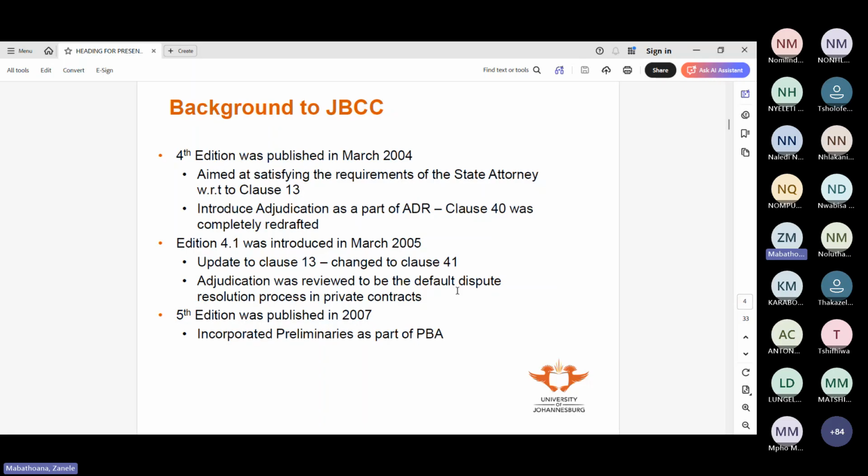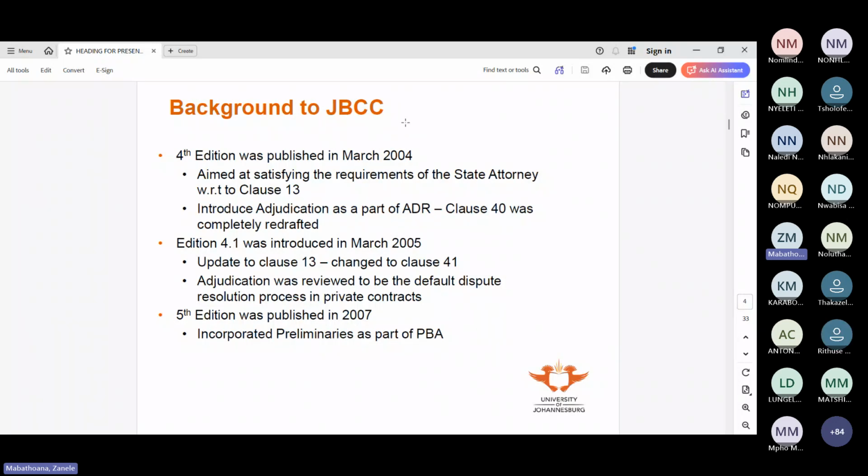Again, the state attorney was still not happy with the changes that had been made. And then in 2004, the fourth edition was published. They also introduced adjudication as part of alternative dispute resolution, so ADR. And then clause 40, which dealt with alternative dispute resolution, was completely redrafted. Again, clause 13, which deals with state issues, was also updated.